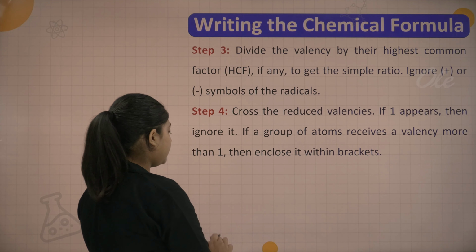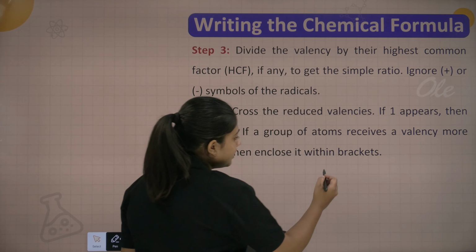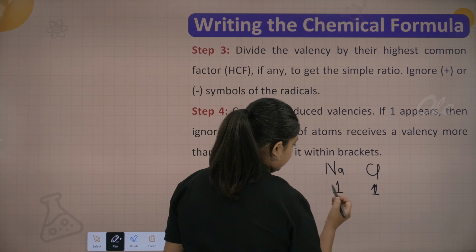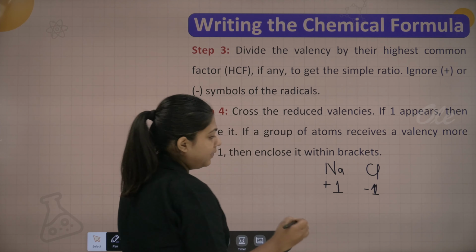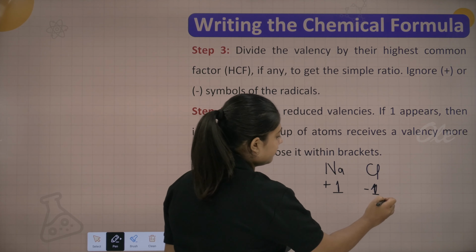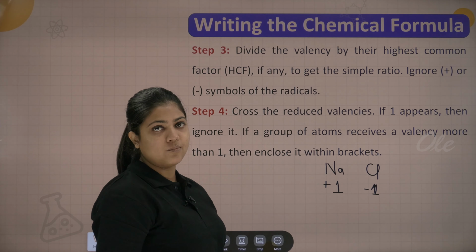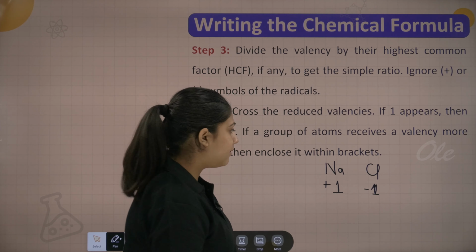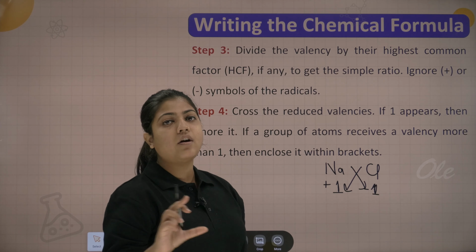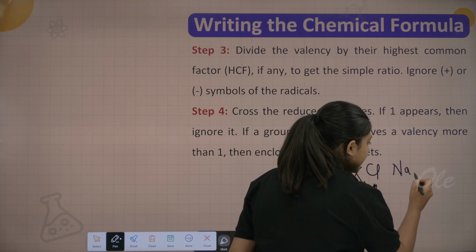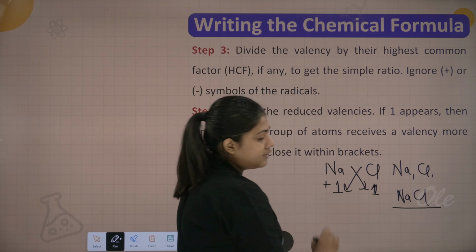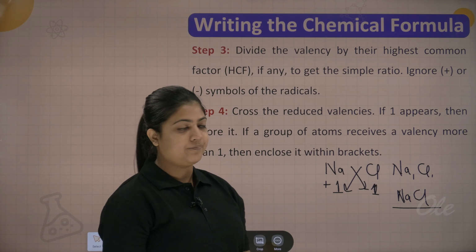If I talk about the formula of NaCl, what will you do finally? Na and Cl, valency is 1, valency is 1. Some people write plus 1 minus 1, but we usually ignore this, so it is better that you do not write it even. Next step is to find out the HCF. The HCF will be 1. If you divide 1 by 1, you will get 1. So you need to cross multiply this valency, and as I have told you, we do not write 1. You will not write it as Na1 and Cl1. No. You will simply write it as NaCl. So, this is the formula. Alright.